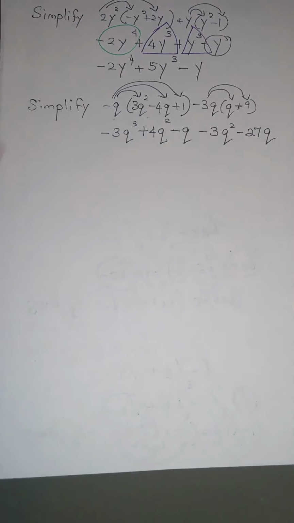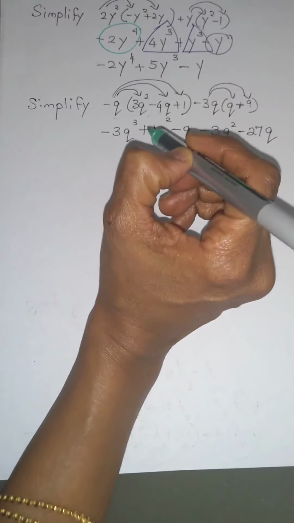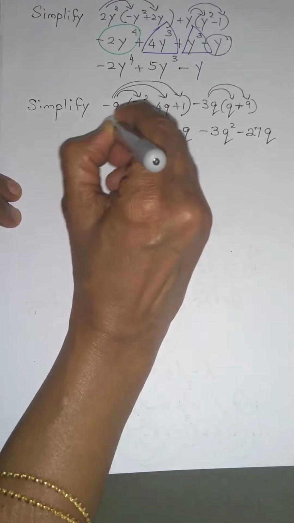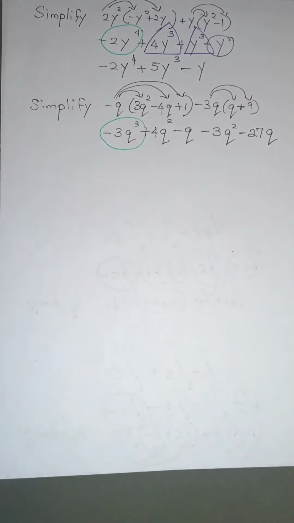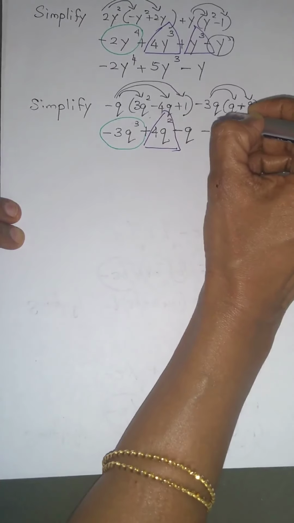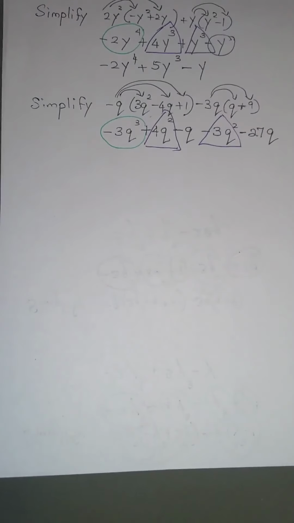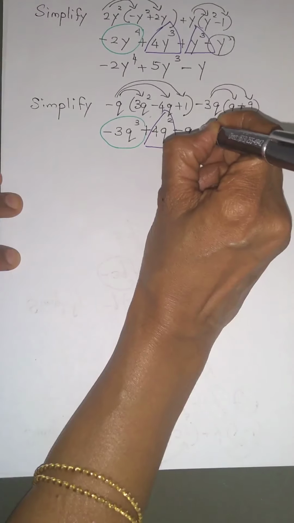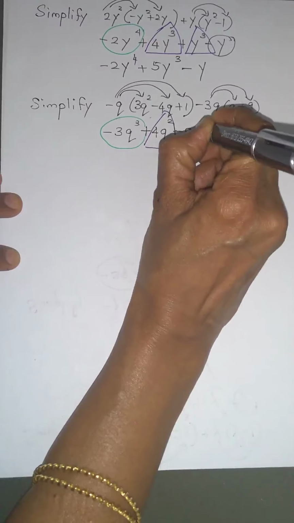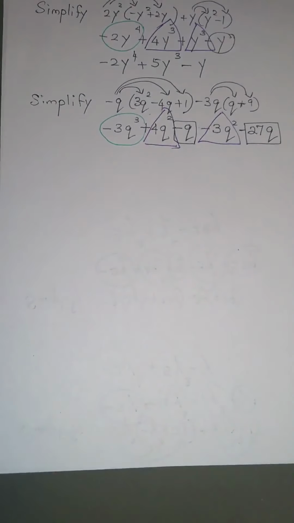Let's see the different types of terms that we have here. We have a cubed term, which is here, we only have one of those. And I have squared terms. I'm going to just put that in a triangle. Let's see. So that's going to be 2 squared terms, and I have 2 q terms. So let's do that as a rectangle. Okay, so I have 3 different types of terms.